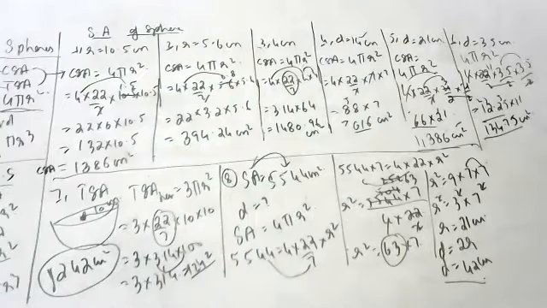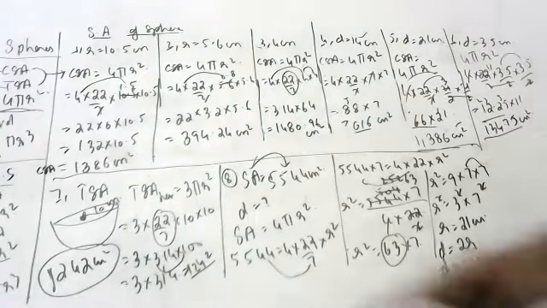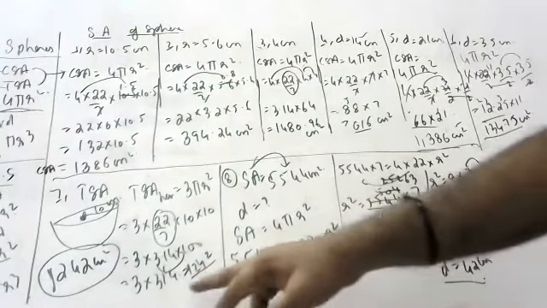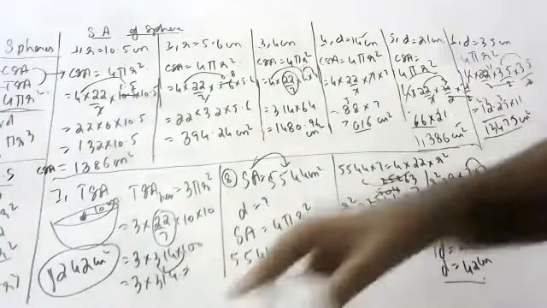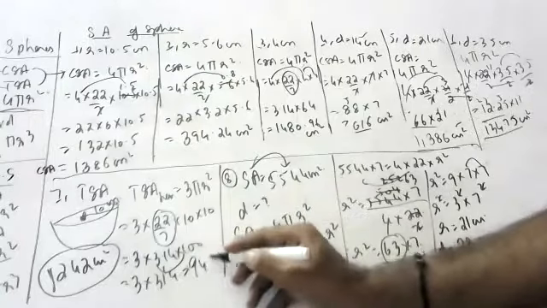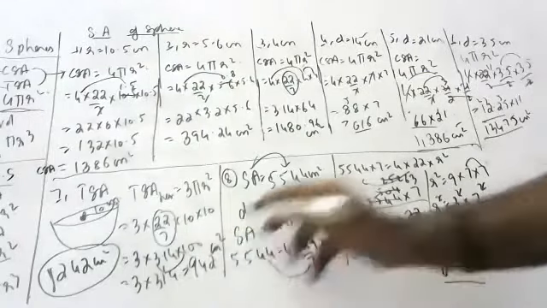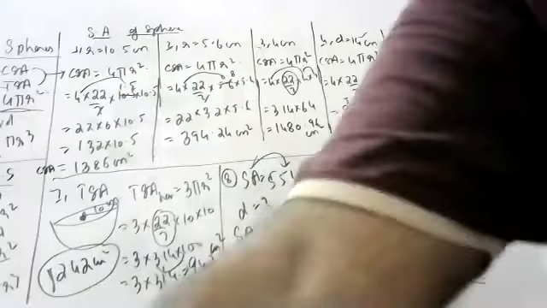Sir, the answer is 942, I think. Which one? 314 into 3 is 942, sir. 314 into 3 is 942. Okay, yes sir, 942 centimeters. Yeah, Nana, please, I'm rubbing this.